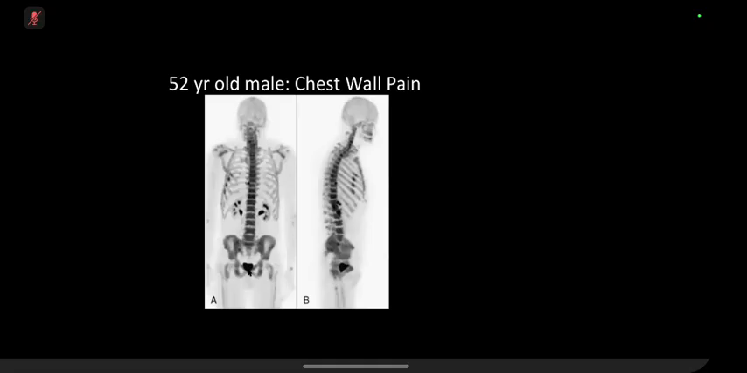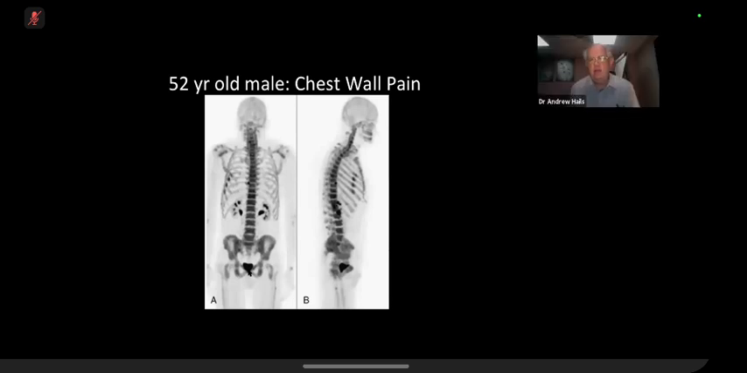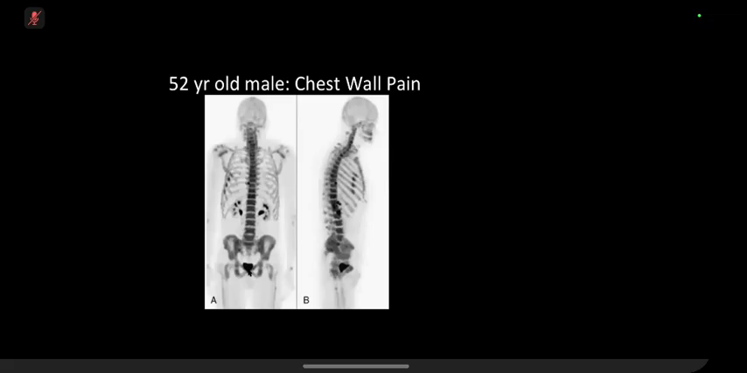So I don't know whether that's actually more of a timing issue, rather than pathology. There's also another focus of intense uptake, a high uptake in the right pedicle of the cervical spine as well.